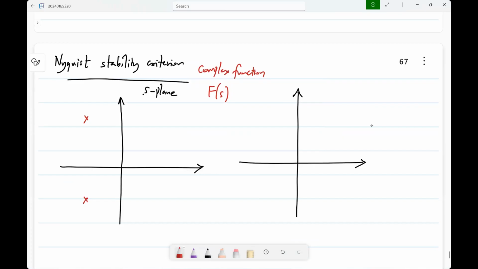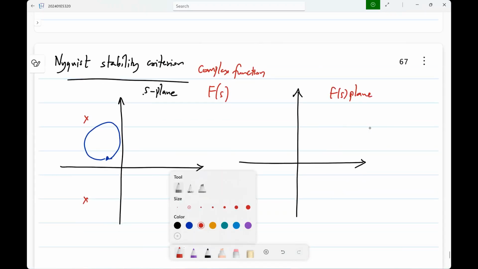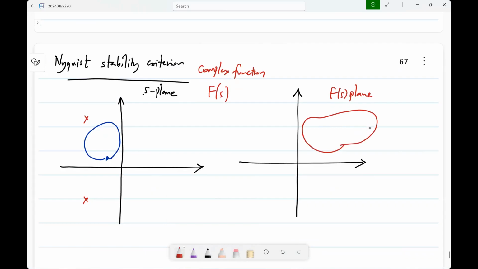you evaluate this f on some closed loop, and this f itself is a complex number. So this is the f of s plane. For every s on this curve, you evaluate this f and plot it there, and you will get some other loop, because this is going and coming back to the same point. That will also have the same thing.